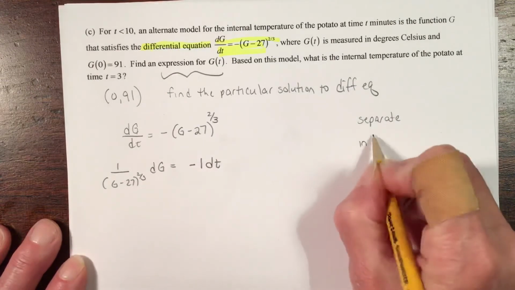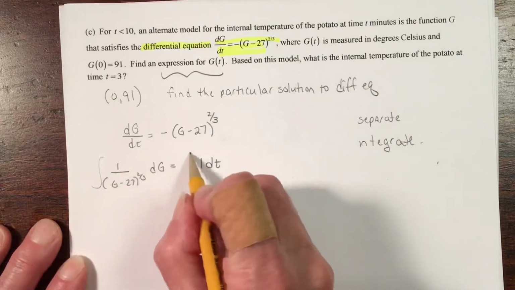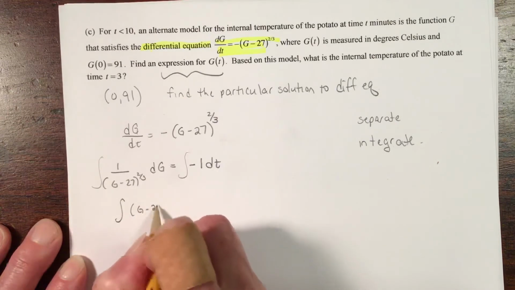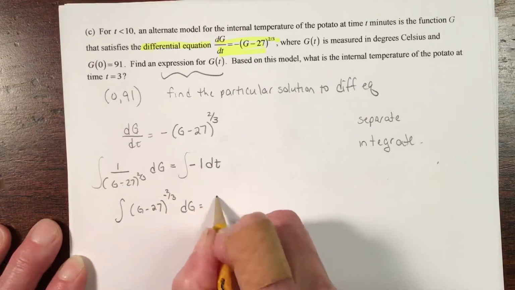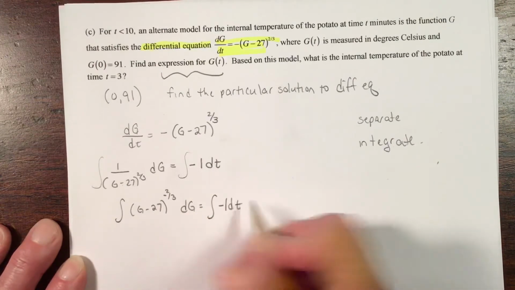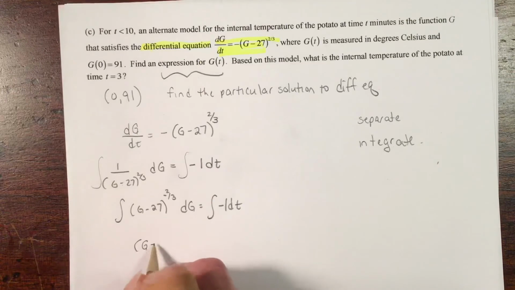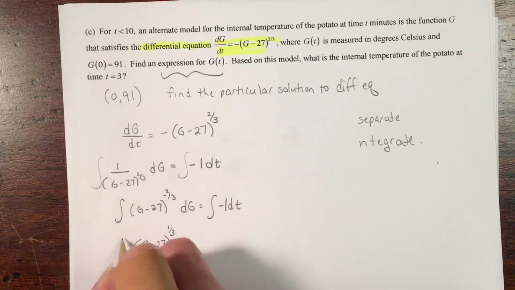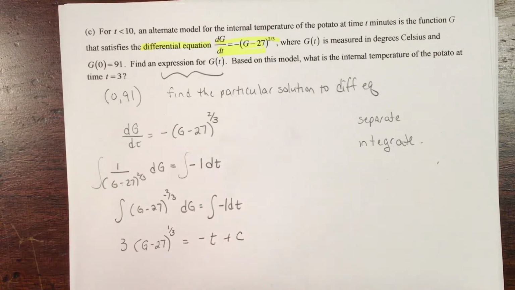Now we want to integrate. So now I would take the antiderivative of each side. To take the antiderivative of this side, I'm going to have to rewrite this so I can apply my rules. The antiderivative over here becomes (g minus 27), add 1 to the exponent, divide by negative 1/3, which means I'm multiplying by 3. And on this side, I get my negative t plus c.